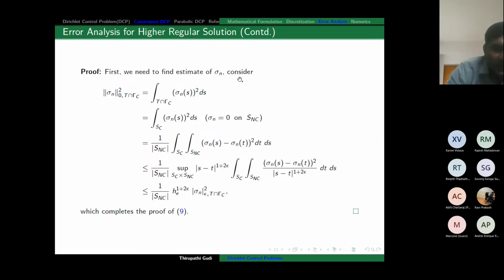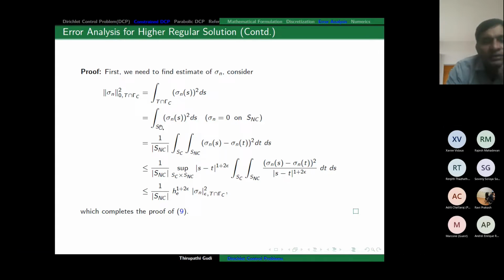Let us look at the estimate for sigma n. The L2 norm of sigma n is basically the integration over T intersection gamma. This is a one-dimensional object, this is a two-dimensional object. So basically integrating on the edge squared. But on SNC, because Q is strictly lying between the constraints, there the flux, the sigma n, will be 0. So the integration will be essentially only on the contact. In the non-contact portion, sigma n is 0.